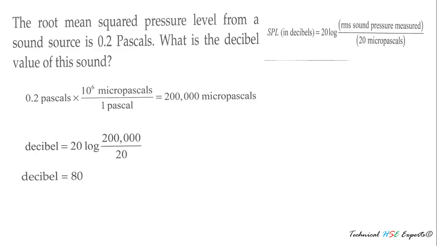In the formula we can see micropascal, and in the question it is Pascal. So convert Pascal to micropascal: just multiply by 10 to the power minus 6, and you will end up with the micropascal value. Then apply this value in place of RMS. Then do the math, and you will end up with a decibel value.